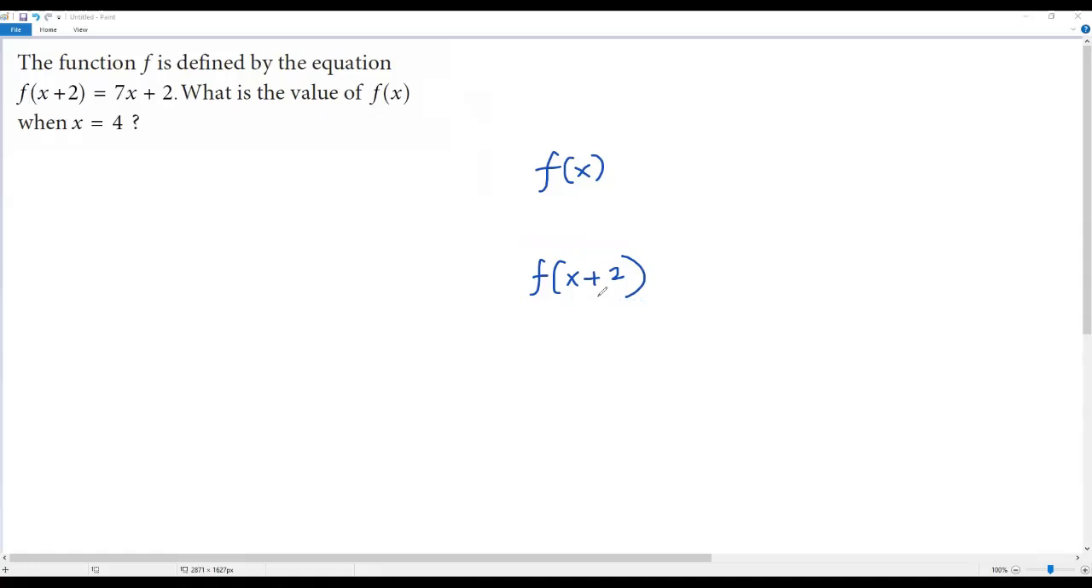So in this question, our first task is to convert the function to regular form. That is, we have to find the expression which is equal to f of x. For that, let me take the given function, f of x plus 2 equals 7x plus 2. To convert this function to regular form, in the form of f of x, we have to plug in a new variable for this x plus 2. That is, we assume a new variable for the stuff inside the parenthesis next to f. Now let me assume y equals x plus 2.